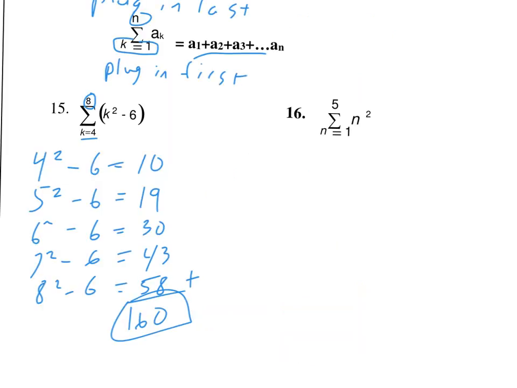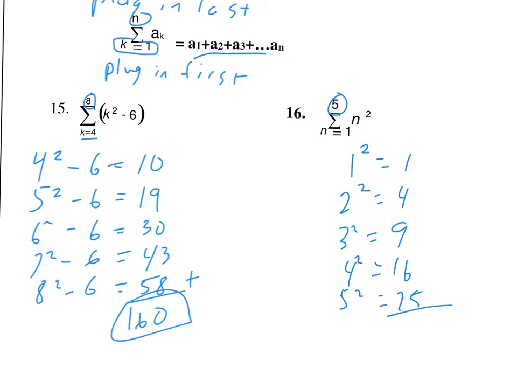All right, so same idea here for number 16. We're going to start by plugging in a 1. So it'll be 1 squared, and we'll do 2 squared, 3 squared, 4 squared, 5 squared. And we will stop there since that's the number up top. Let's see, I think you could do this by hand actually. So that's 10, that's 20, 25 would just be 55.